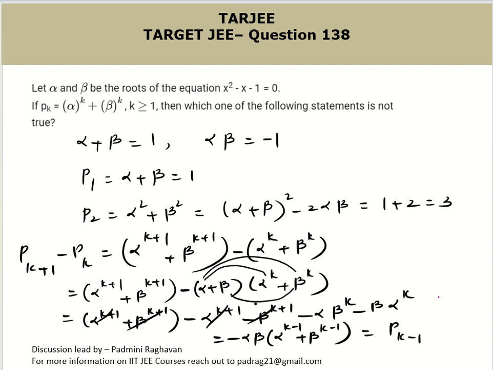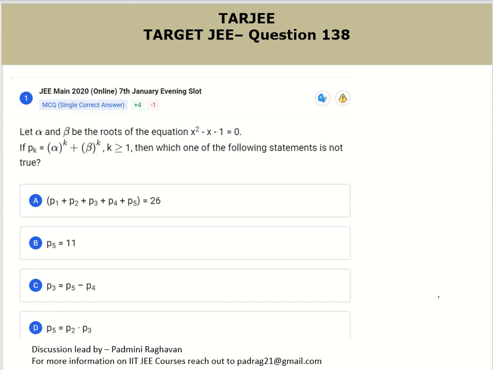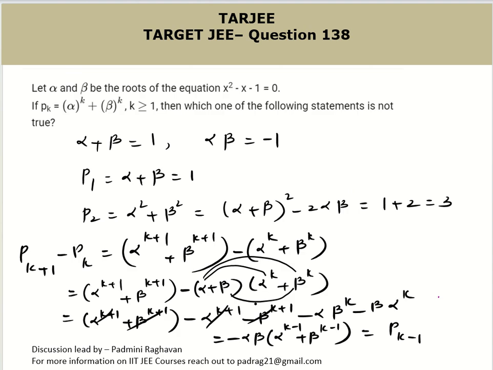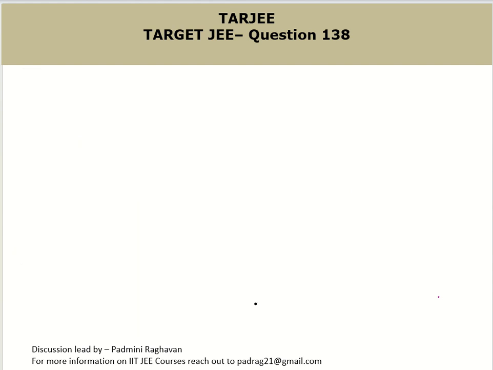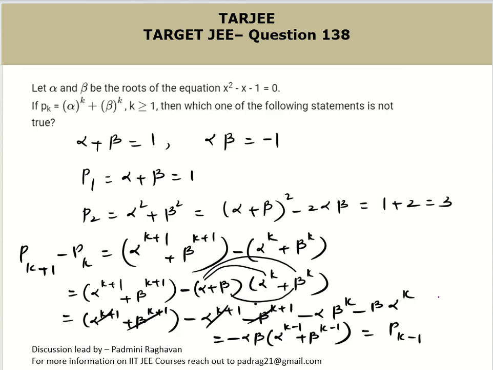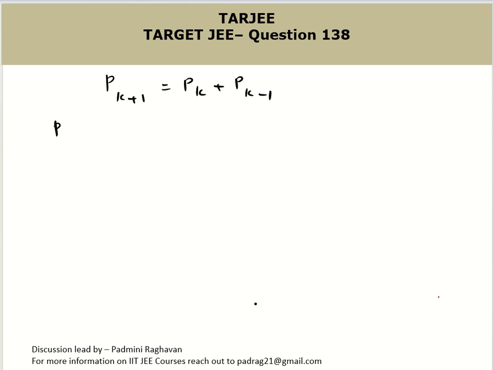This kind of result will help in understanding, even if they give you higher expressions like P10, P9, P8; these types of relations will definitely be useful. So what is the relation we have arrived at? P(k+1) is equal to Pk + P(k−1). We already had the values of P1 and P2: P1 is 1 and P2 is equal to 3. We have the values of these two terms.